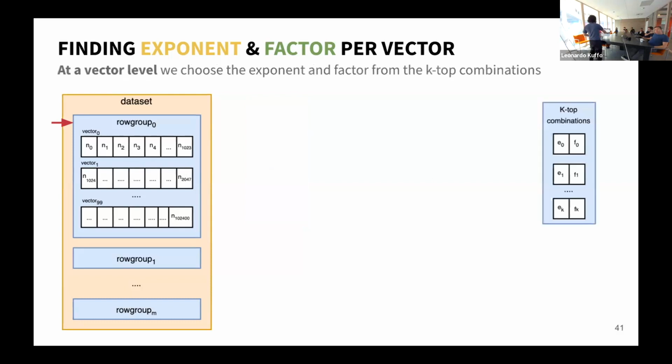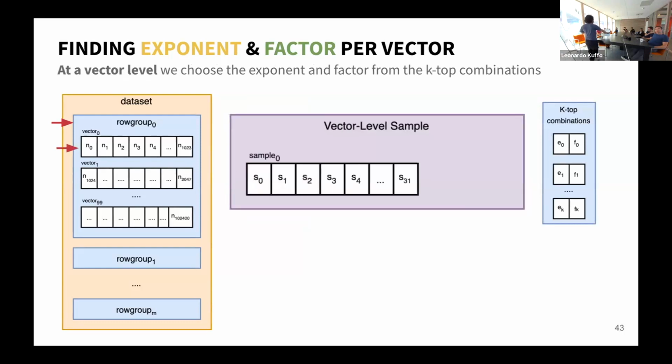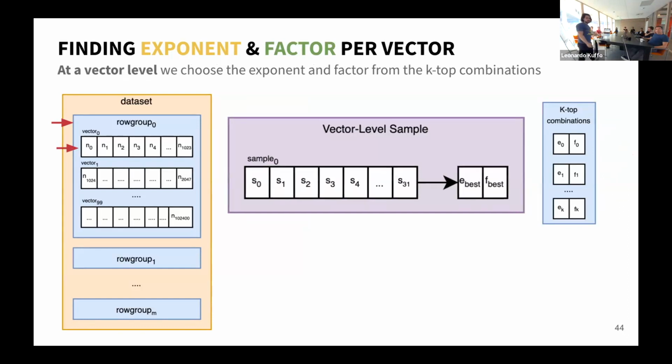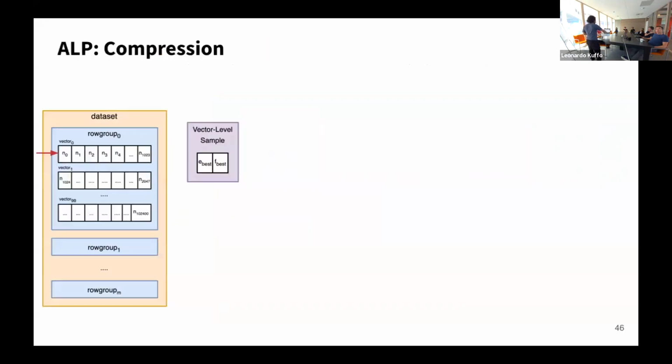And now with this, we go to take samples at a vector level. So we take the vector, we take a vector level sample, which is 32 samples from 1024 and kind of around 3% roughly. And then we see which of these combinations works the best. And let's keep in mind that if there is only one combination, we just skip this part, because if there is only one, we don't need to check which one of these works better for the vector. And then we're gonna get our magic exponent and factor number for the vector that we want to compress.